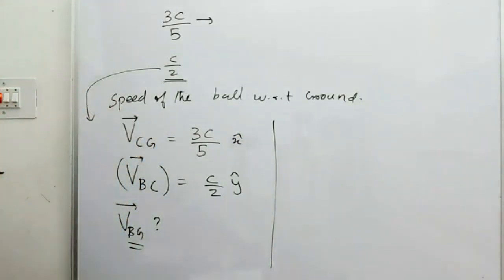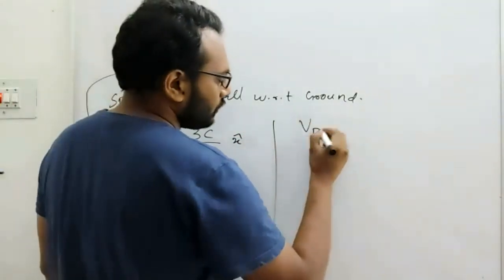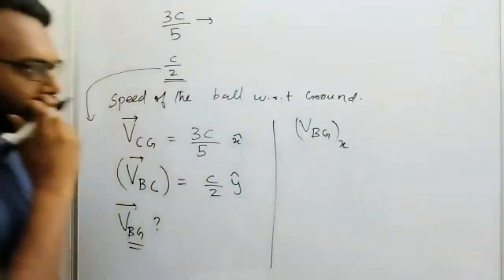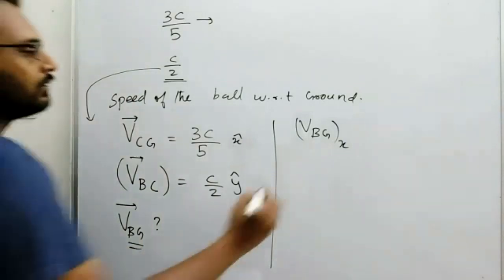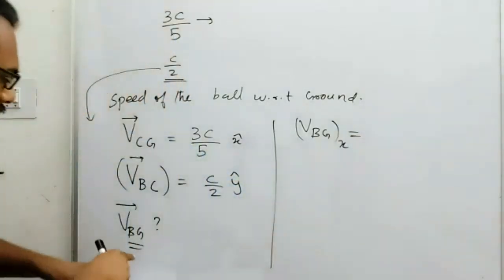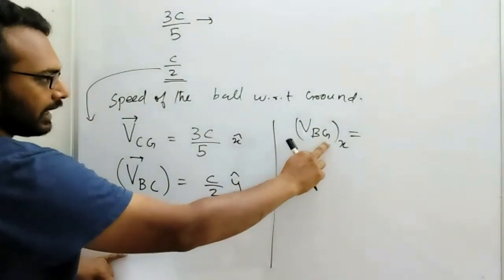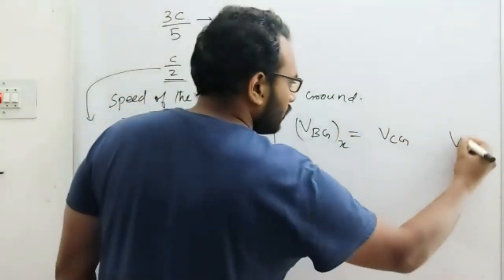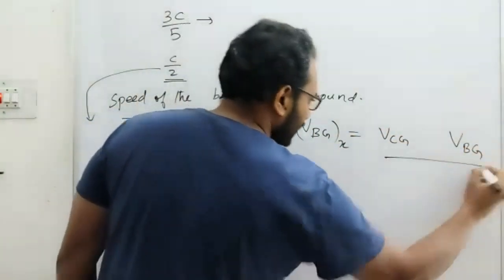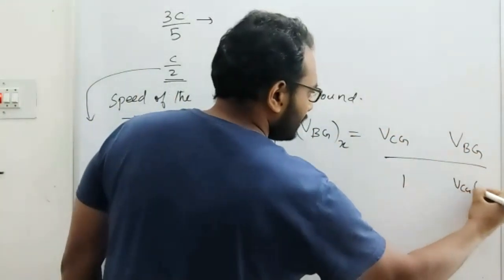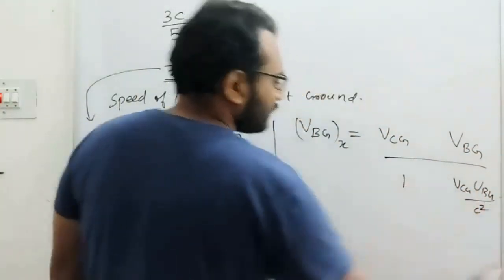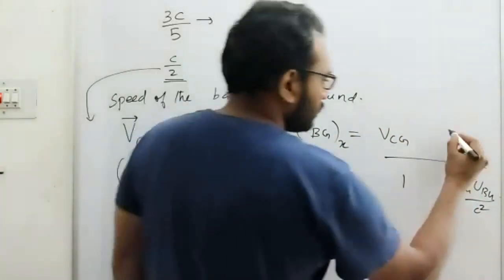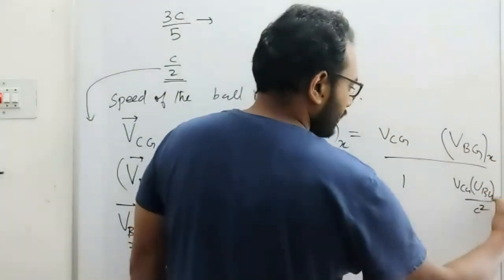We can easily write this equation: the velocity of the ball with respect to the ground, the x component of it. What would this be? We need to find the velocity of the ball with respect to the ground, so you would have the velocity of the car with respect to the ground, and you would have the velocity of the ball with respect to the ground divided by 1 plus or minus V_CG V_BG over c squared, and you have to tell me whether it's a plus or minus over there. We are talking about the x component.